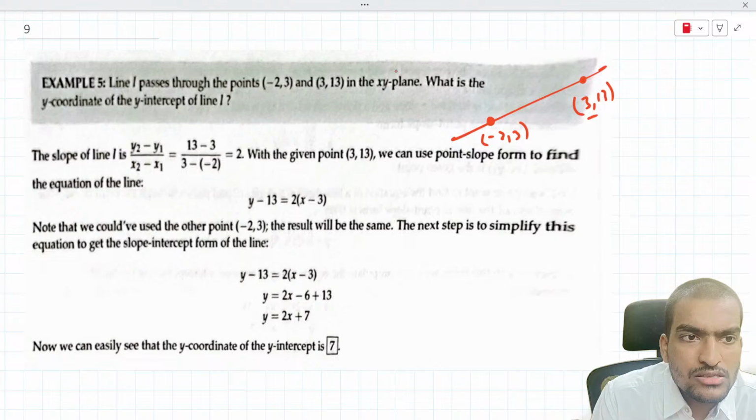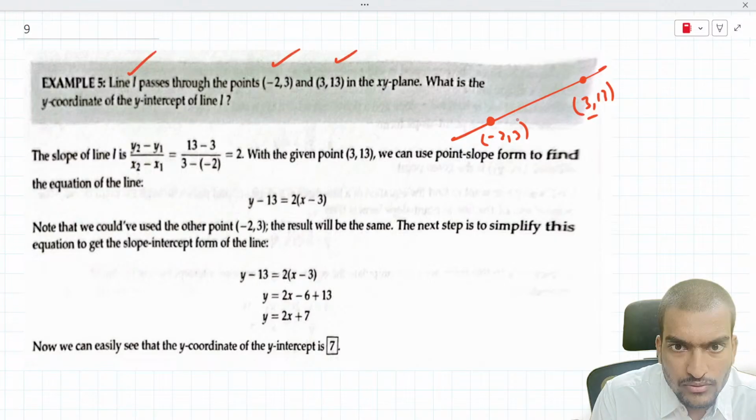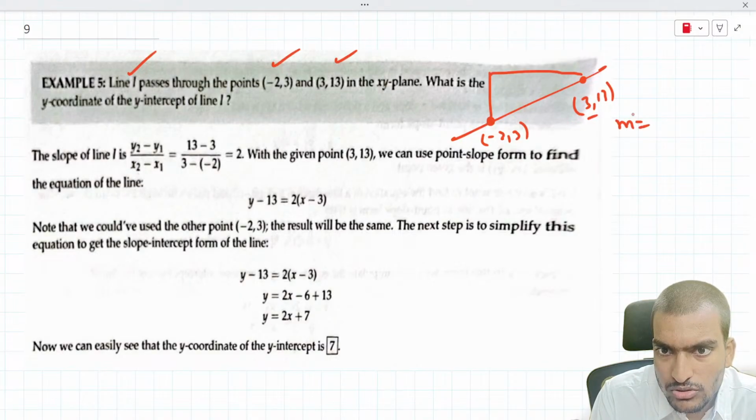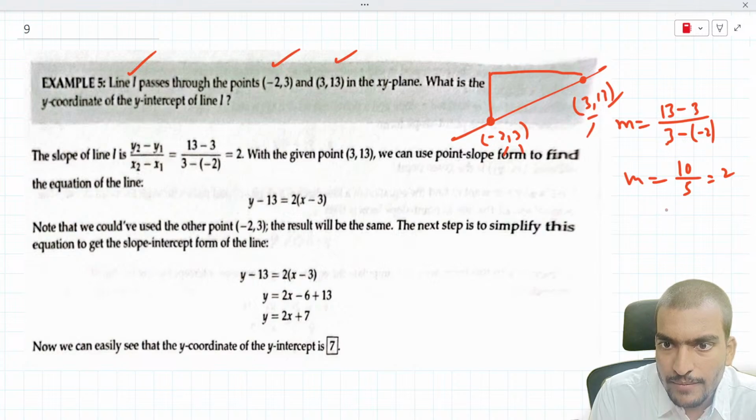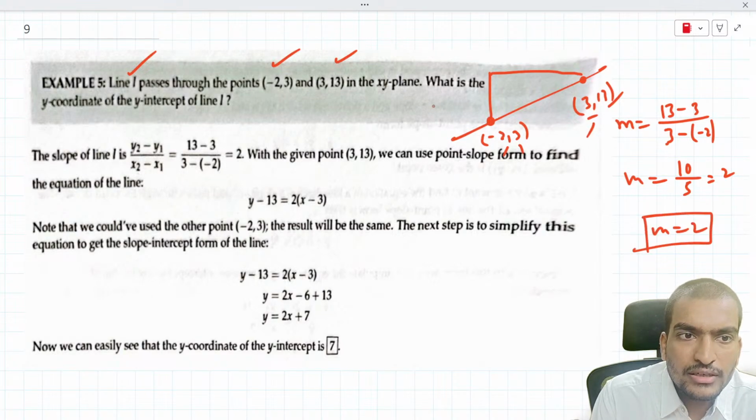The line is passing through these 2 points, which means you can get the slope, rise over run. So what is the slope here? m equals y2 minus y1 over x2 minus x1, which is 13 minus 3 over 3 minus (-2). That equals 10 over 3 plus 2, which is 5. 5 ones, 5 twos. Slope equals 2.